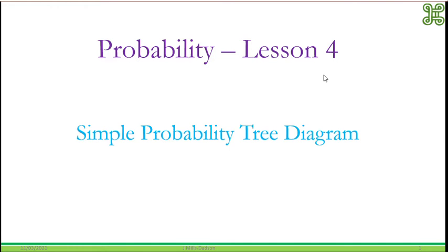This is lesson 4 on probability, simple probability tree diagram. This is the very simple version of the probability tree diagram. In our final lesson, lesson 5, we talk about probability tree diagram without replacement, and probability without using tree diagram. So this is the simple version of probability tree diagram.